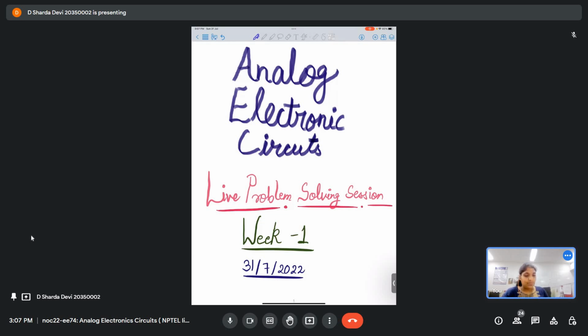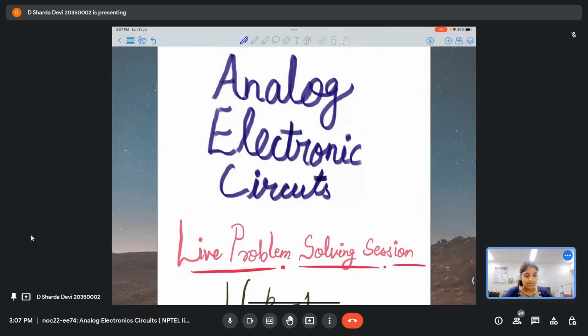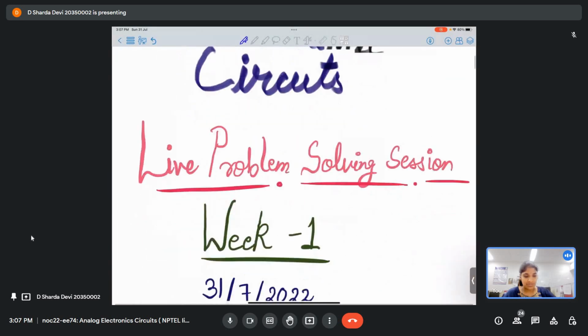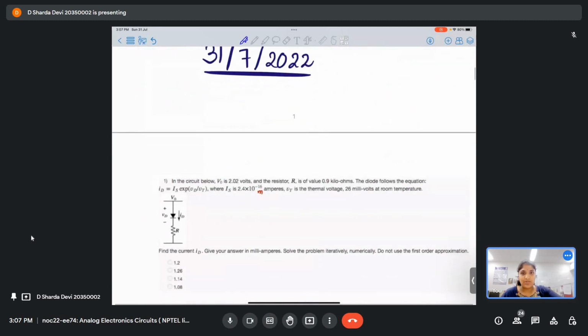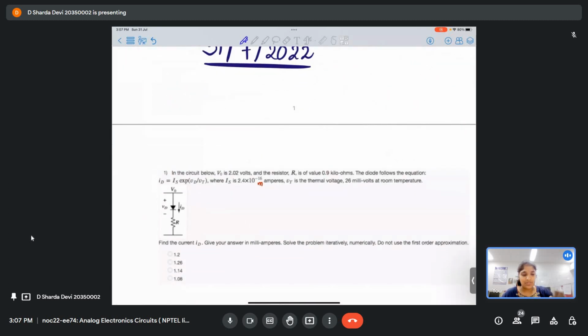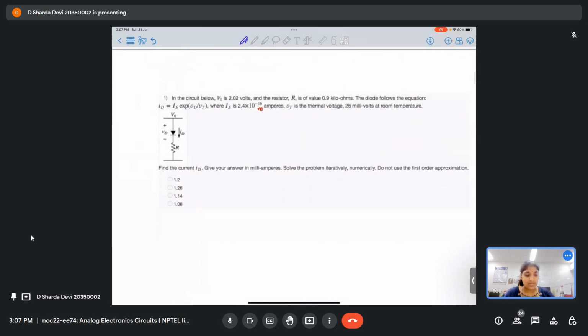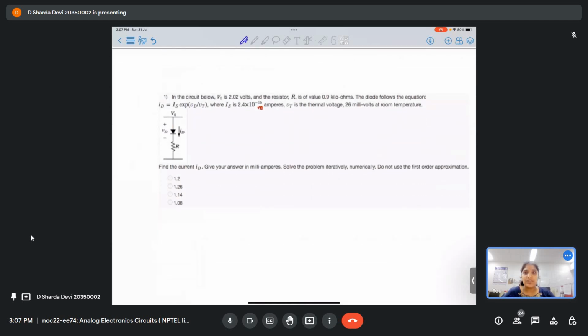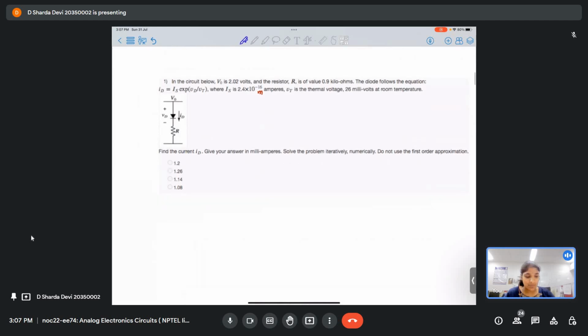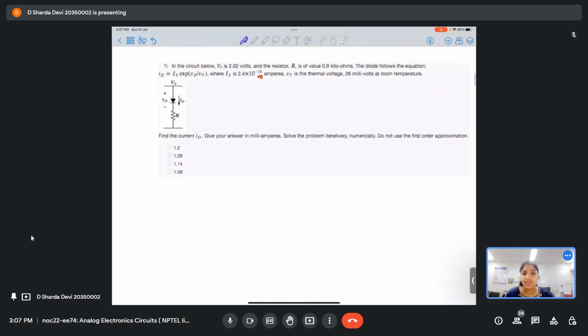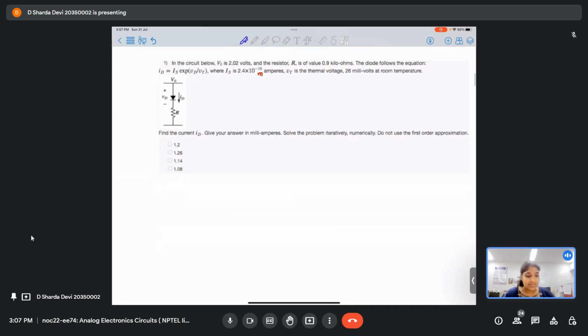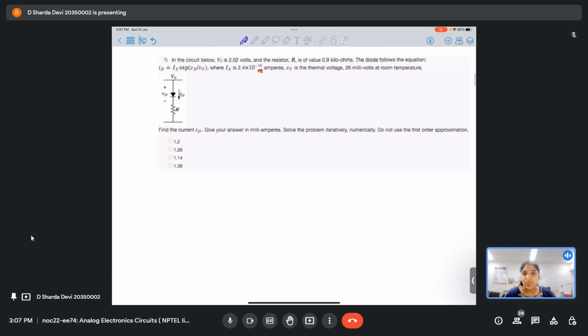So let's move on to the first question. The first question is on your screen. Is my screen visible to everyone? Is there anyone who is unable to see my screen? Please raise your hands. Okay, since everybody can see my screen, I'm moving ahead. The question that we're going to solve now is this first question.